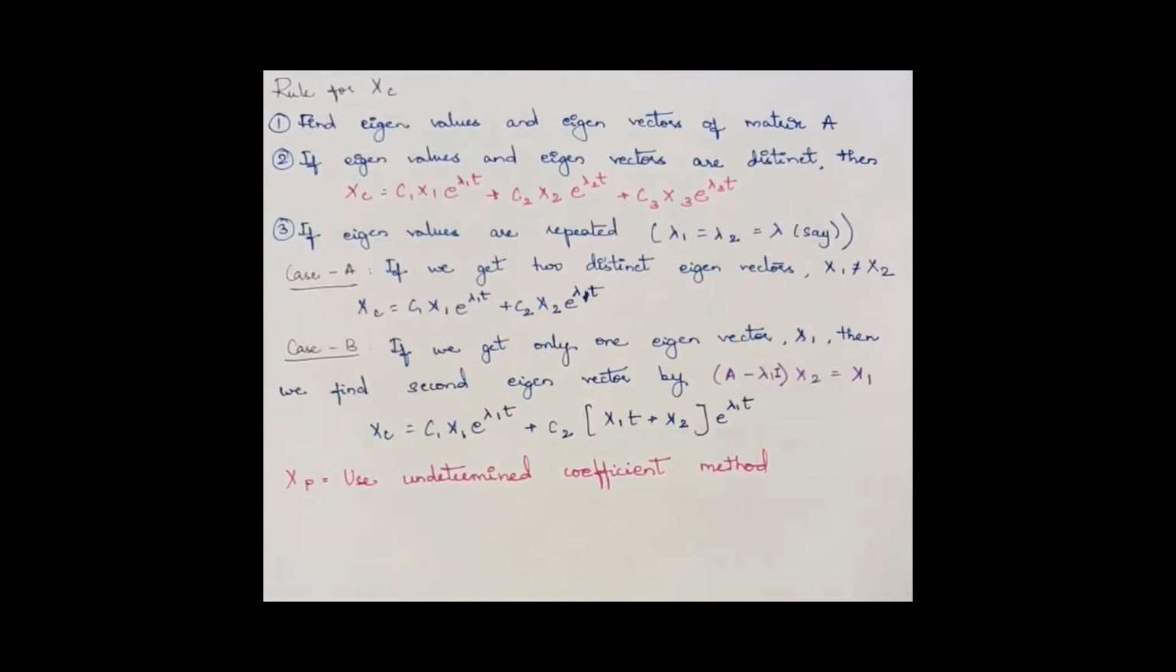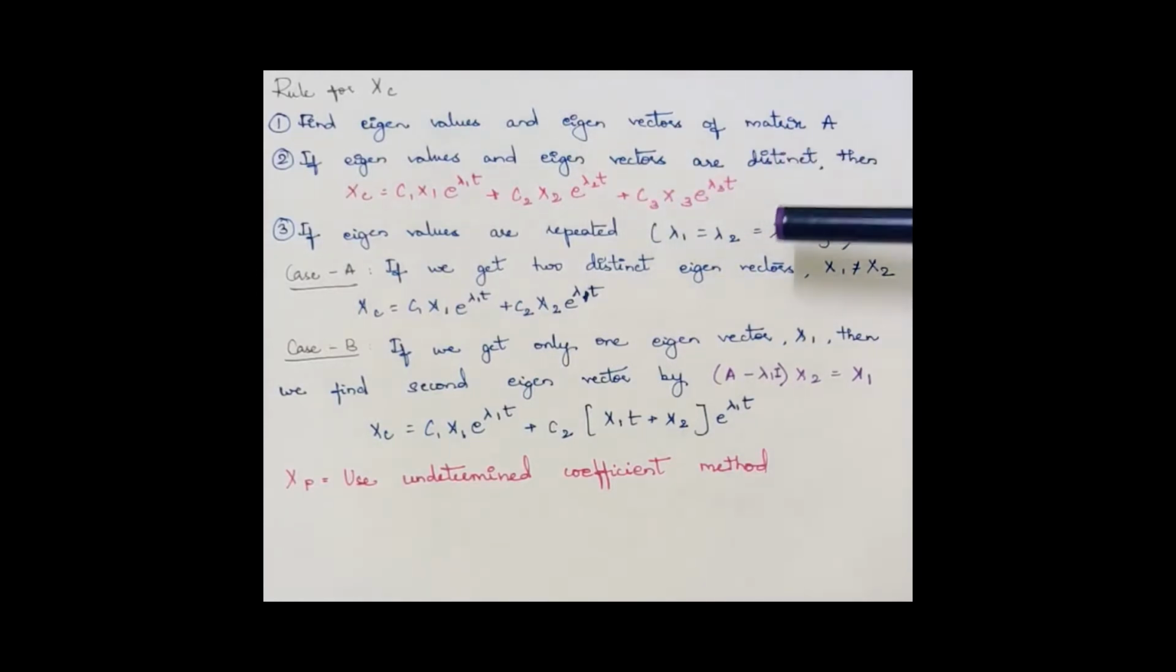Now, here's the rule for finding the complementary function. The first step is to find eigenvalues and eigenvectors of matrix A. How do you find eigenvalues and eigenvectors? We learned all that in the second module, which is the matrix module. We're following the same format here. If eigenvalues and eigenvectors are distinct, then the format you have to follow is C1 x1 e^(λ1 t) + C2 x2 e^(λ2 t) + C3 x3 e^(λ3 t), where λ1, λ2 and λ3 are the eigenvalues.